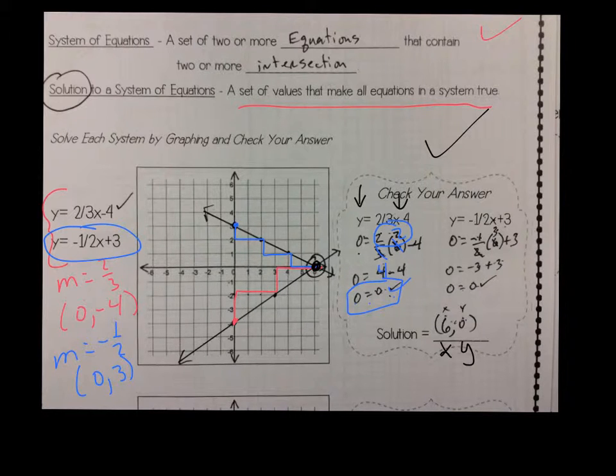You do the same thing with the other equation. You plug in 6, 0. So 0 you plug in for your y. You plug in 6 for your x. So -1/2 times 6. Half of 6 is 3, so you have -1 times 3, which is -3. And if you have -3 plus 3, that adds to be 0. Therefore, 0 equals 0, and that checks out. We're going to do the same thing to the next one.